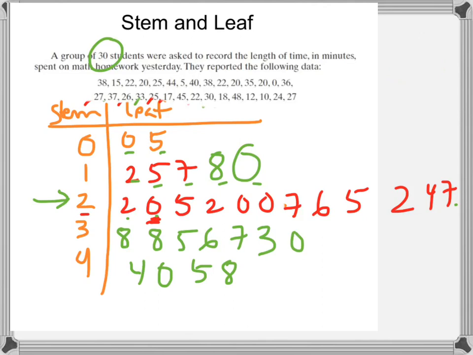And the third thing you have to do is provide a key. You must provide a key. It's absolutely important to provide a key. So your key is going to be how you read your stem and leaf. So for us, we're going to say, just pick some way to represent it, that 1|2 is going to represent the number 12, okay? And that tells us that the stem is the 10s place and the leaf is the 1s place.